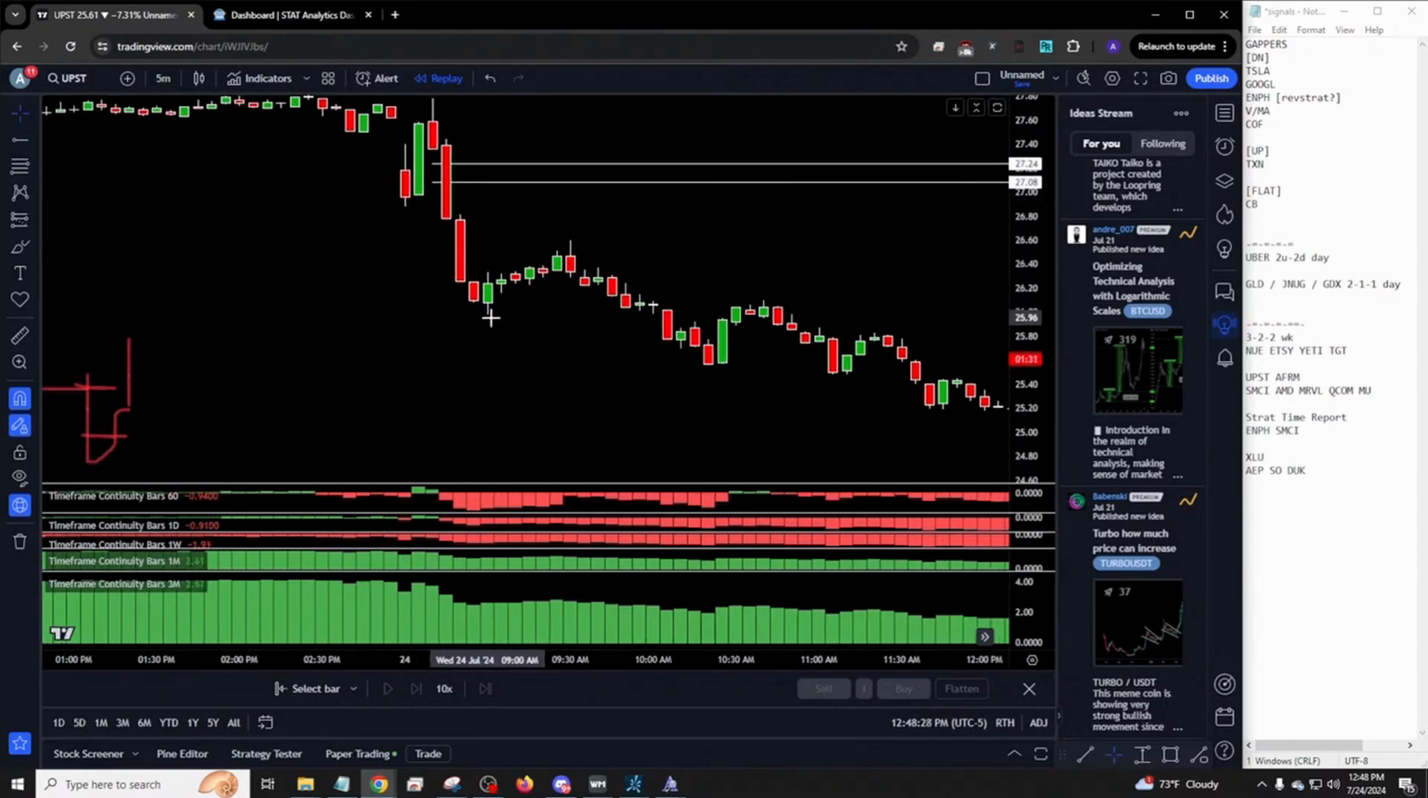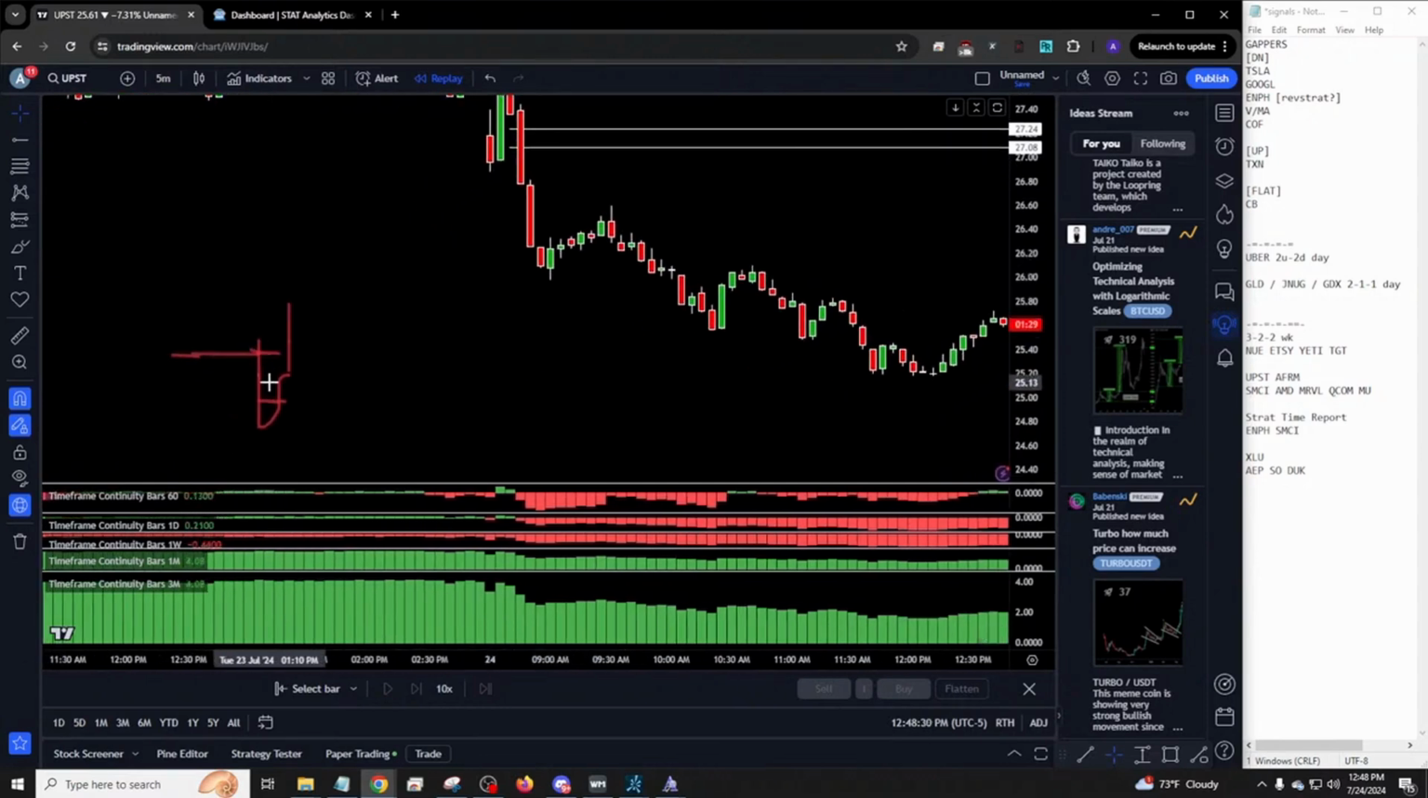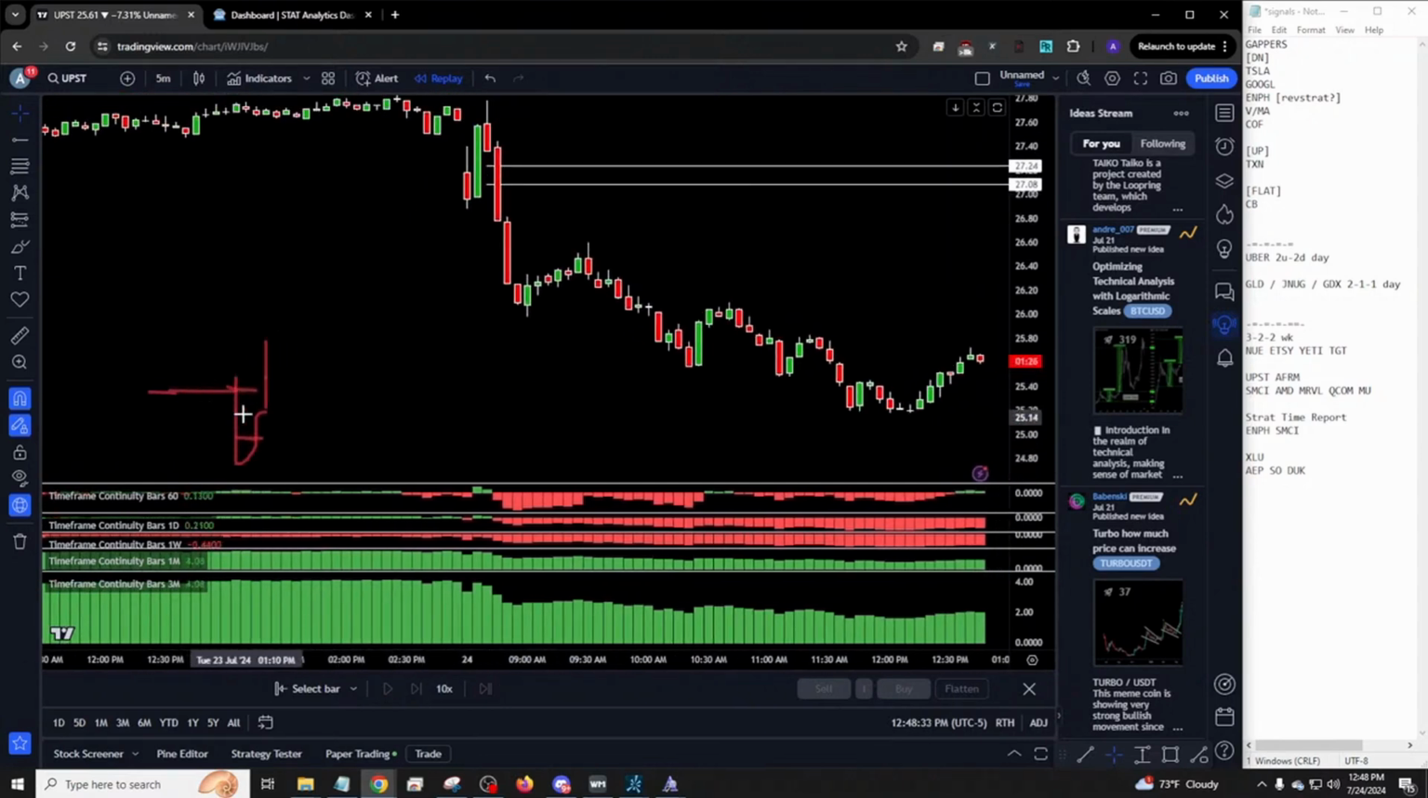Then once you're in the money, you can go to profit stops or break-even stops on the underlying or on the contract value, if that makes sense.